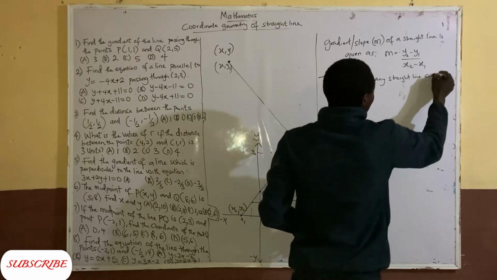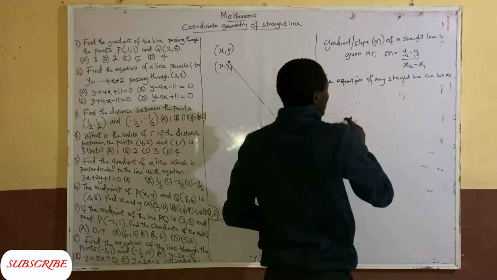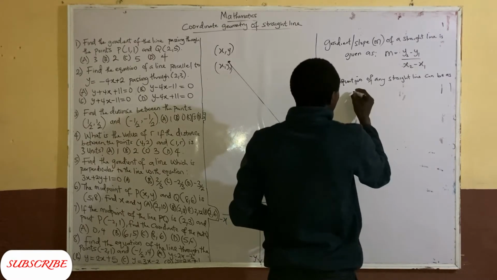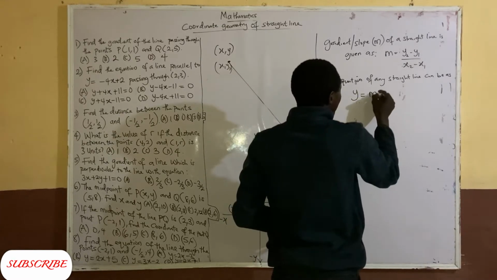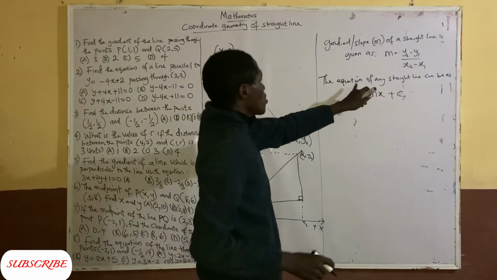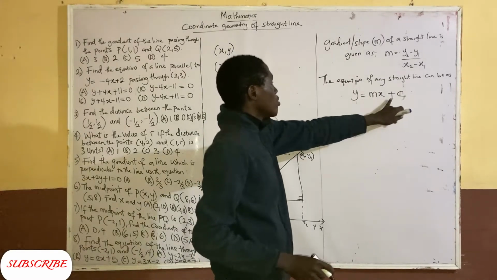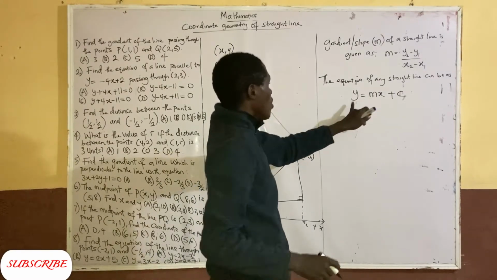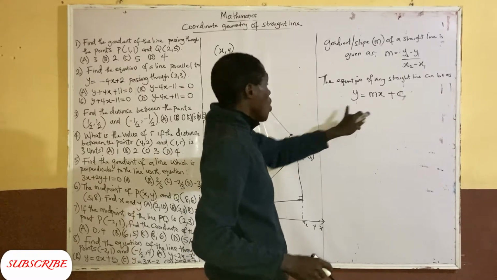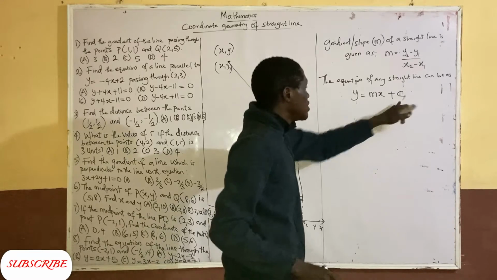Now the equation of any straight line can be expressed as y equals mx plus c. Here, x and y are the coordinates of any two points on the straight line, and m is the slope, which is the gradient, and c is what?